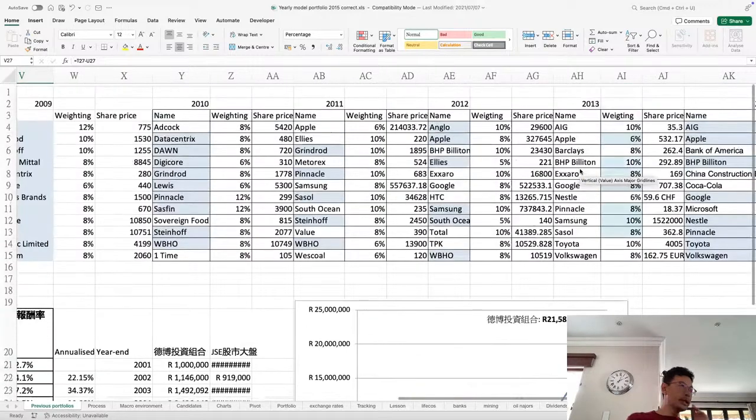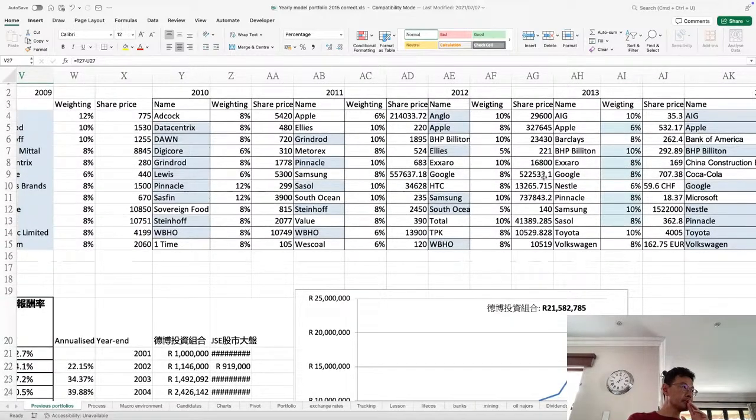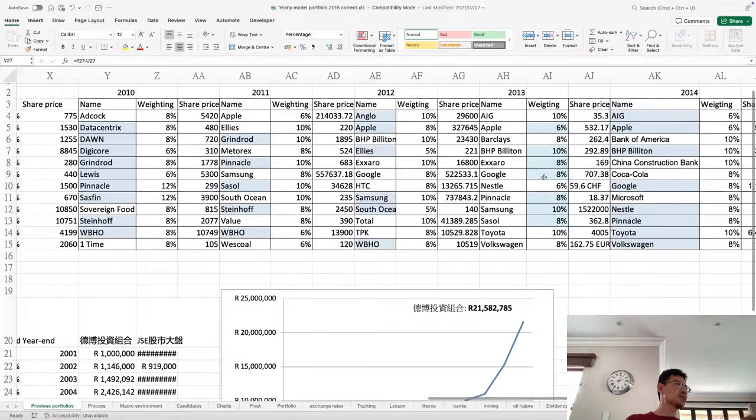Is this actually realized? No, you could say it's a simulation. It's a model portfolio I put together every year. It was not like I actually put it into an actual share portfolio.